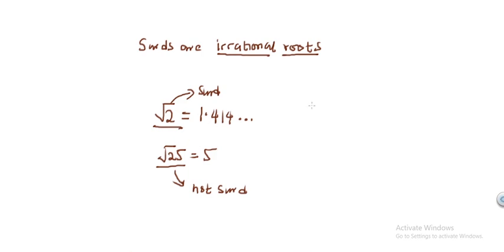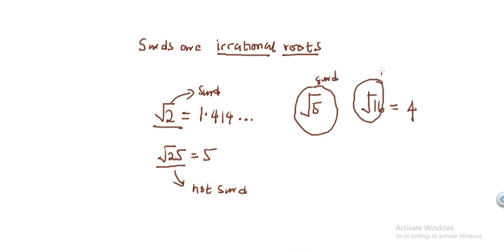To show you extra examples of surds and non-surds, if you have something like root 5 and root 16, root 5 cannot be expressed as a whole number, but root 16 is equal to 4. So this is a surd, while this is not a surd. Okay? This is simply how to identify a surd and a non-surd number. Let's jump into examples so that we'll learn how to solve surds.